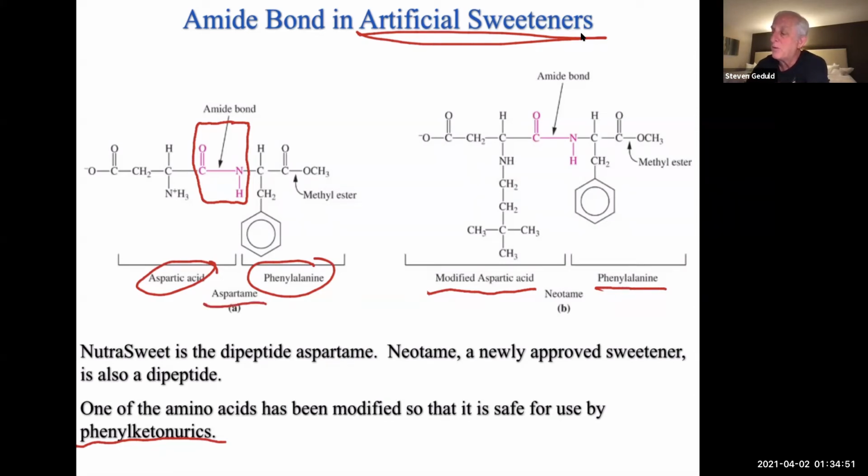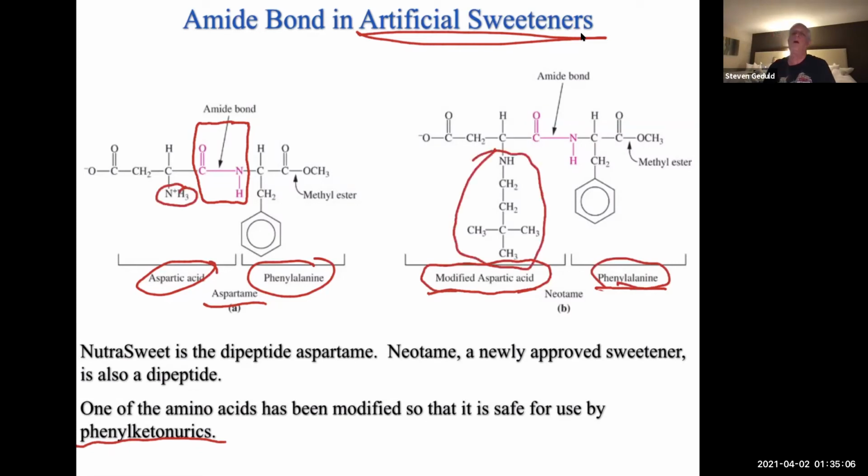for aspartame they use aspartic acid and phenylalanine. Now for neotame we use a modified aspartic acid and phenylalanine. This modification, see the difference? This has an NH3 group here. This is this huge group here. That huge group they put on there blocks the phenylalanine from building up in the body and becoming toxic. Okay, so it doesn't allow it to function in there. So this is safe for patients that have phenylketonuria.